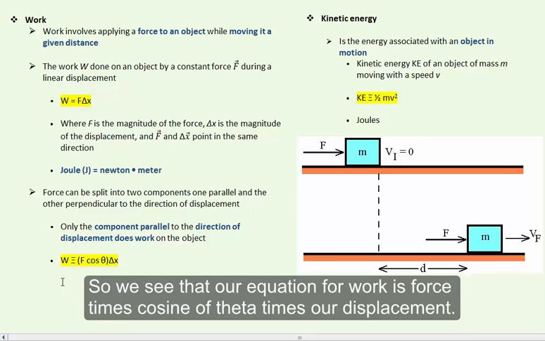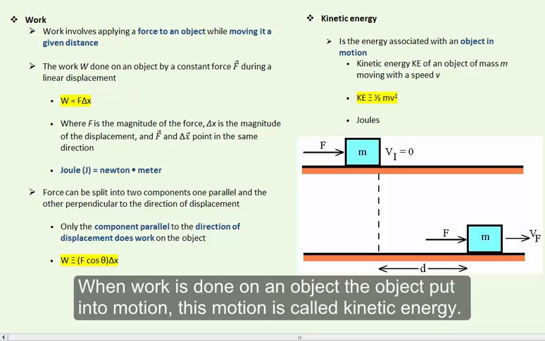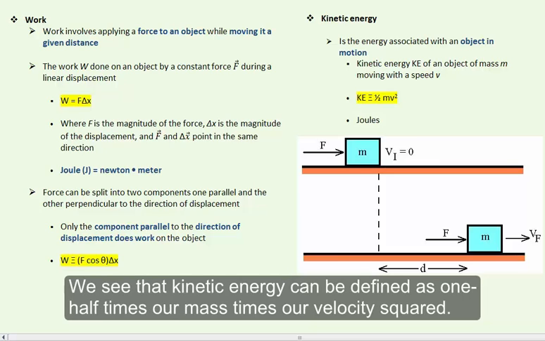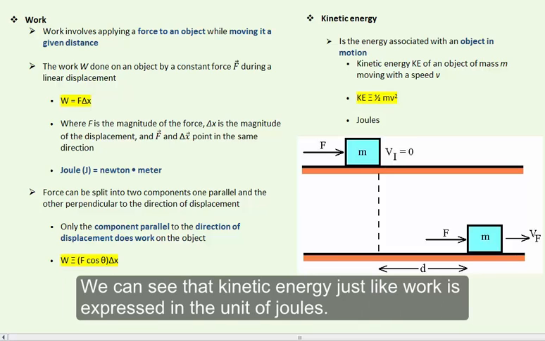So we see that our equation for work is force times cosine of theta times our displacement. When work is done on an object, the object is put into motion. This motion is called kinetic energy. The kinetic energy of an object is its mass moving with a velocity. We see that kinetic energy can be defined as 1/2 times our mass times our velocity squared. Just like work, kinetic energy is expressed in the unit of joules.